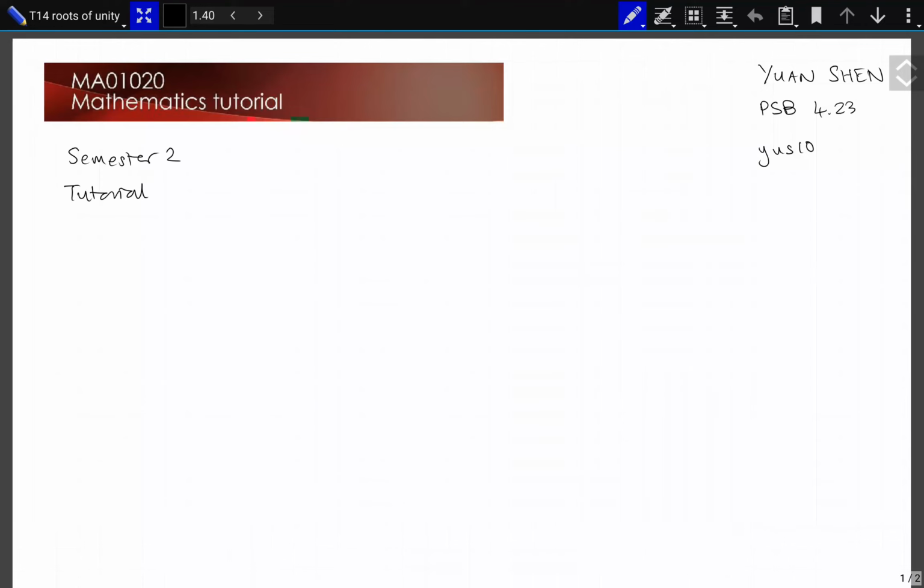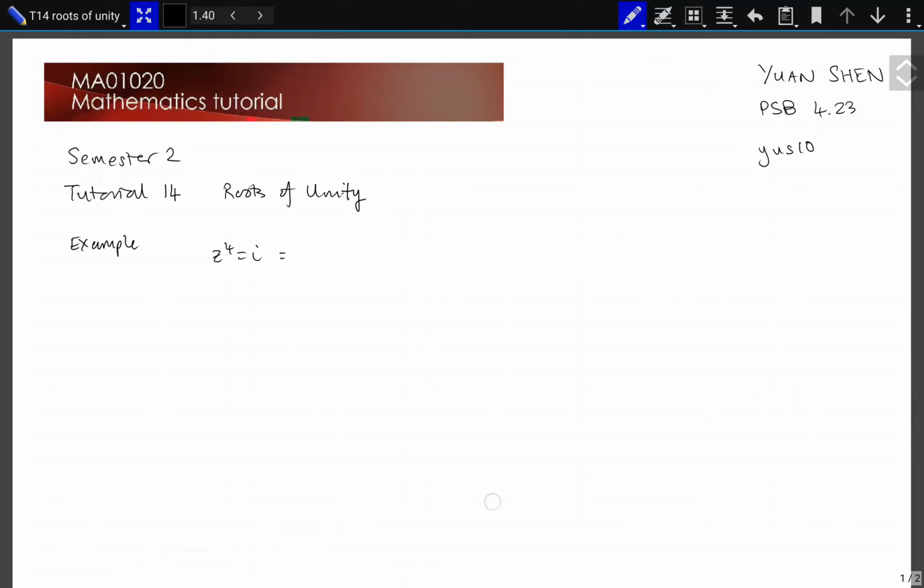So following a request, let me make another video on roots of unity. You remember in class I used GeoGebra to visualize this, but for those that missed it, the basic idea, let me do one example and then the general case. So suppose we want to solve z to the 4 equals i.